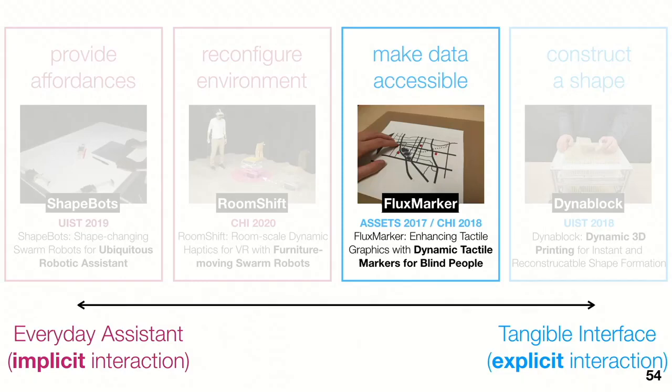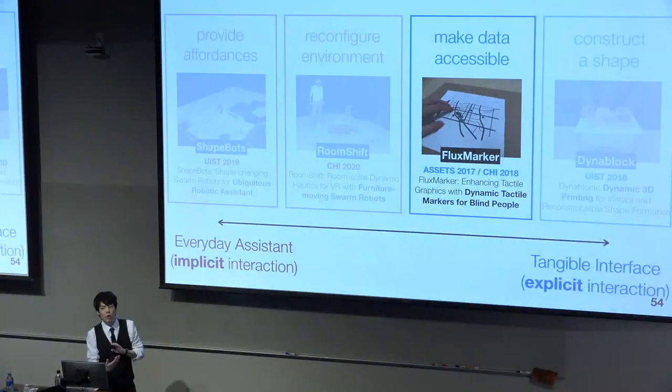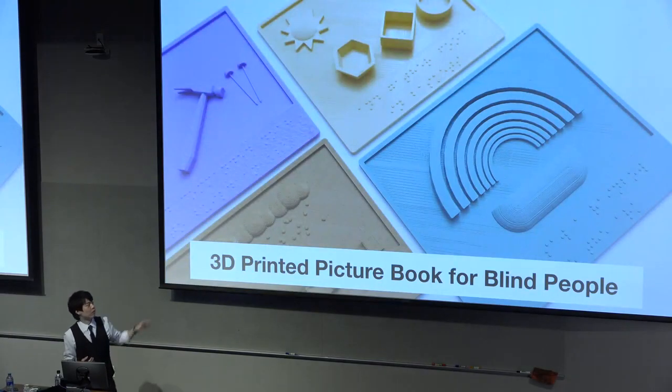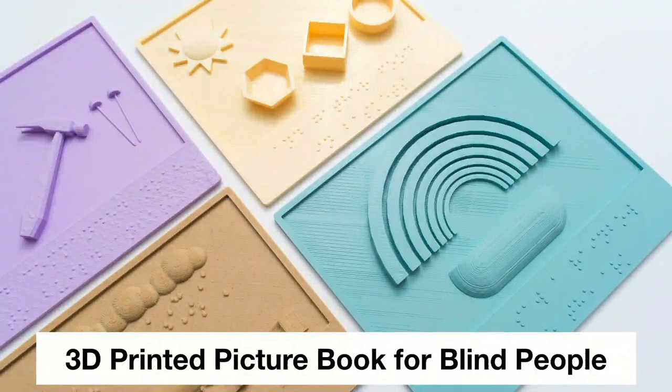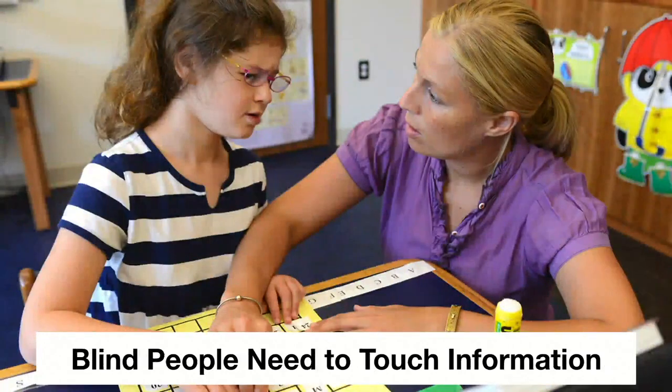The next project that I want to show you is using these robots to make data and information accessible, particularly for blind users. This project started from the 3D printed picture book project led by Professor Tom Ware, who is one of my advisors. In this project, we are trying to make the picture book tangible for blind children, because blind children cannot read the picture book, but they need to touch the information to read it. So the idea is how we can make the picture book more tangible, so they can touch the book to read it.